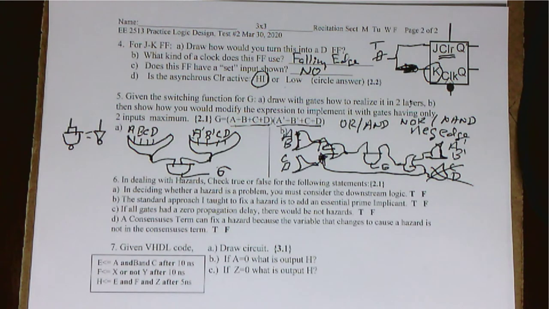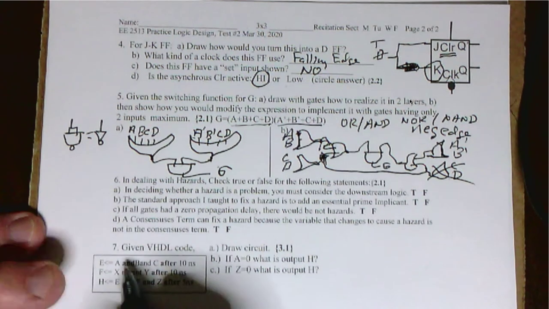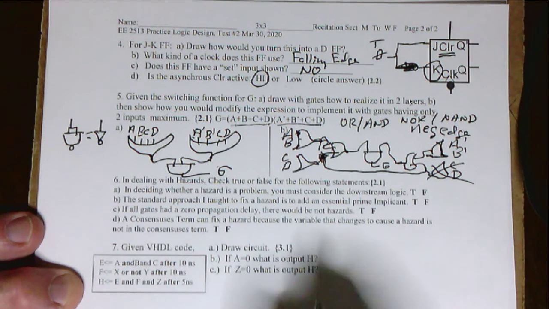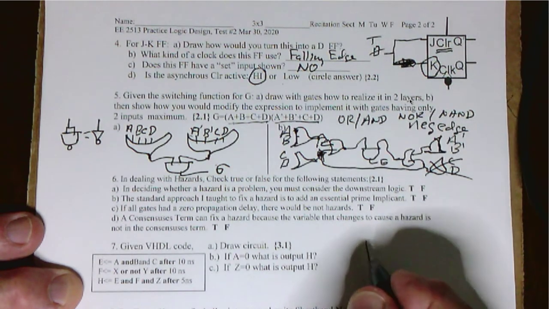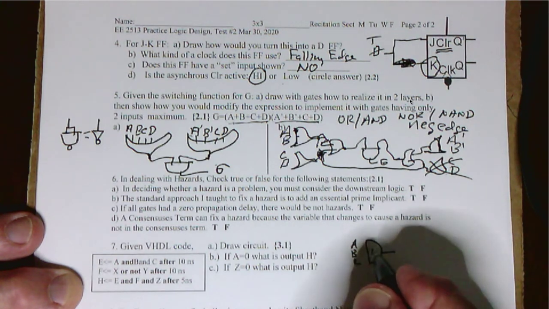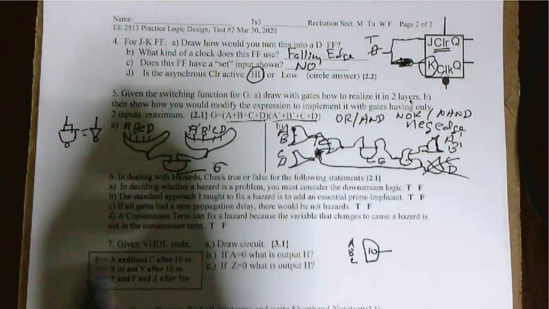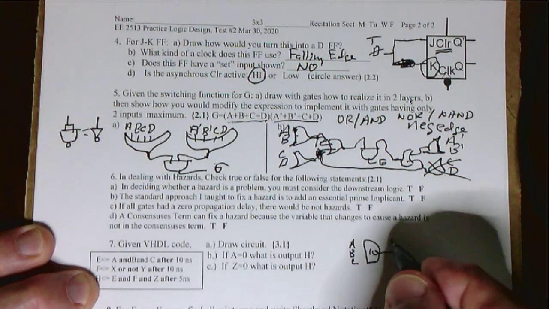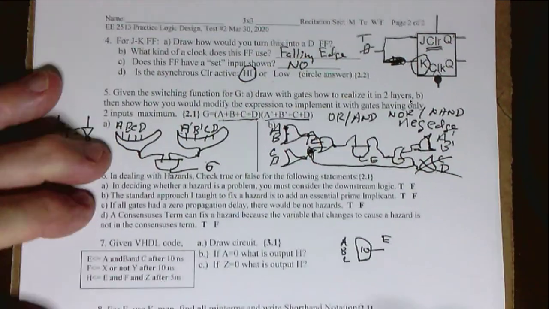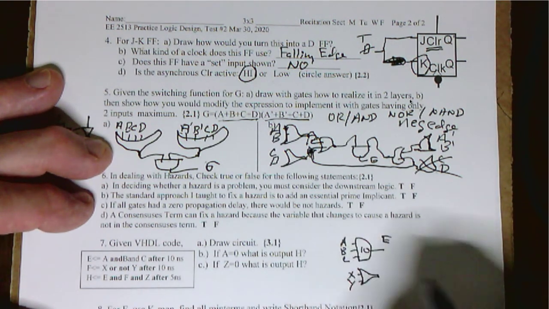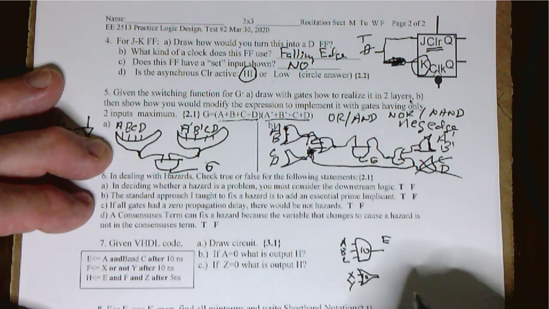Given the VHDL code, draw a circuit. Okay, so here's the code: A and B and C after 10 nanoseconds. So that's going to look something like this. An AND gate, A, B, C, with a 10 nanosecond delay. Excuse me. X or Y, and the output here is E, by the way. X or Y after 10. So we have an OR gate with X and Y, and it's got 10 nanoseconds, too.